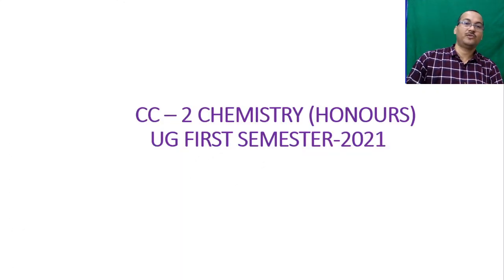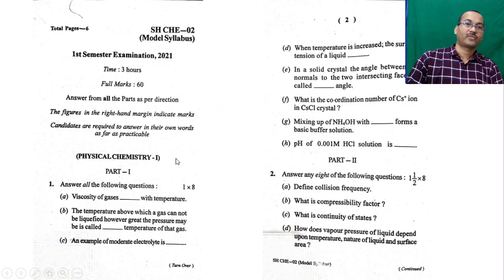Then we will move to paper CC-2 for chemistry honors students for the year 2021 for UG first semester. So again this paper 2 also carries a full mark 60 and it has 4 parts, each part having different weightage. So part 1, each question carries 1 mark.